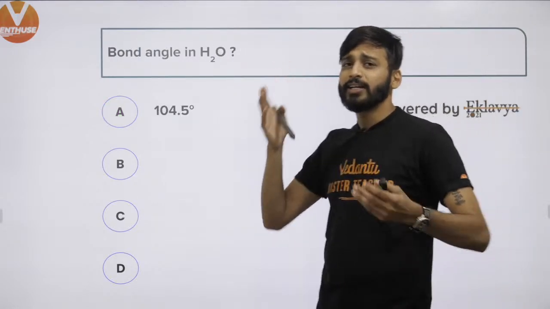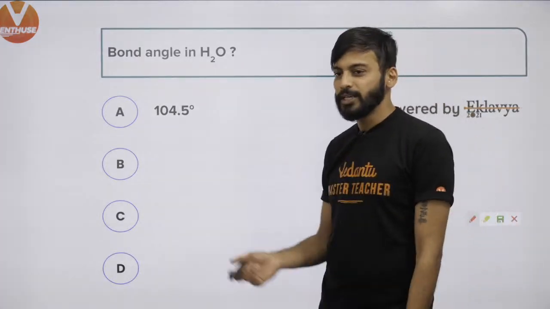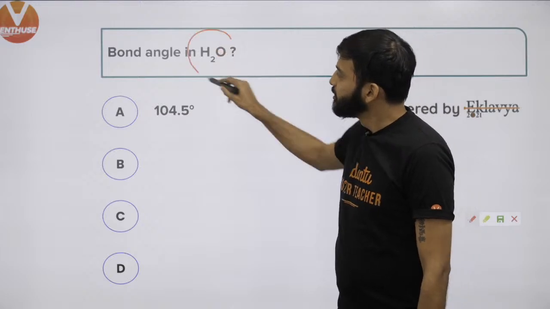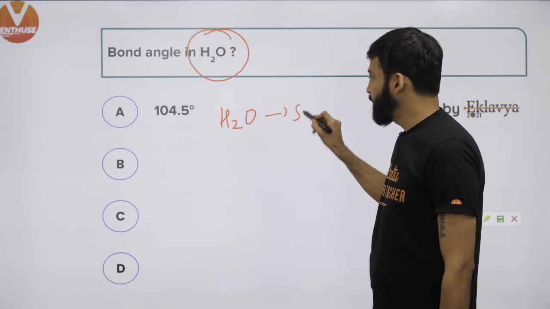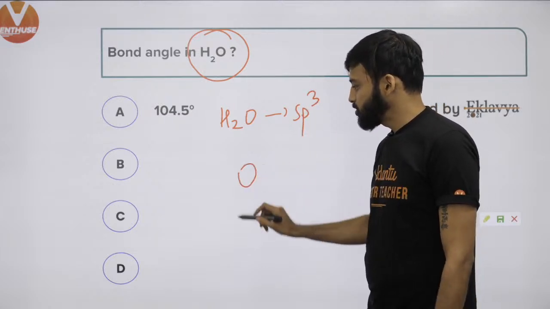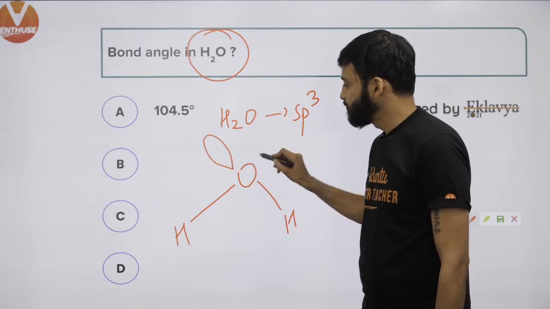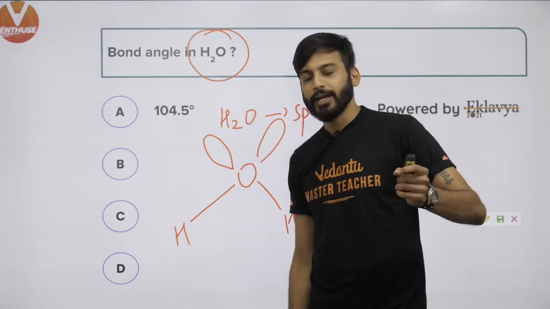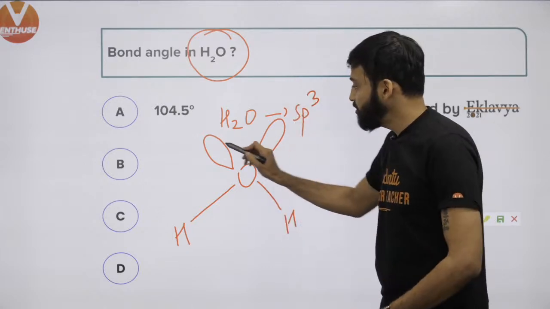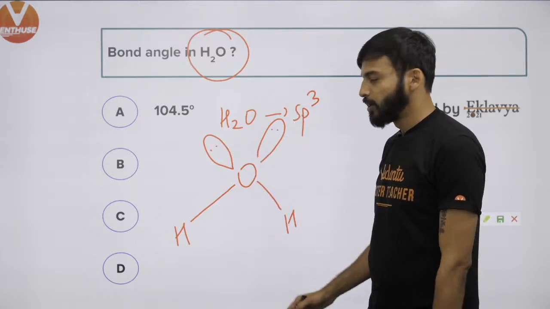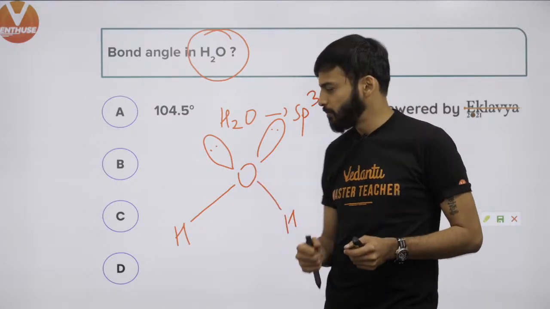Bond angle of water, it was so easy. To be very honest, your exam was so easy. How many of you got this? H2O, you guys know H2O. It is sp3 hybridized. Oxygen is your central atom. There are 2 lone pairs. Generally, when you see tetrahedral geometry, the bond angle is 109 degrees, right? But because of the heavy lone pair repulsion, you guys know lone pair repulsion is more than bond pair repulsion in that sense.